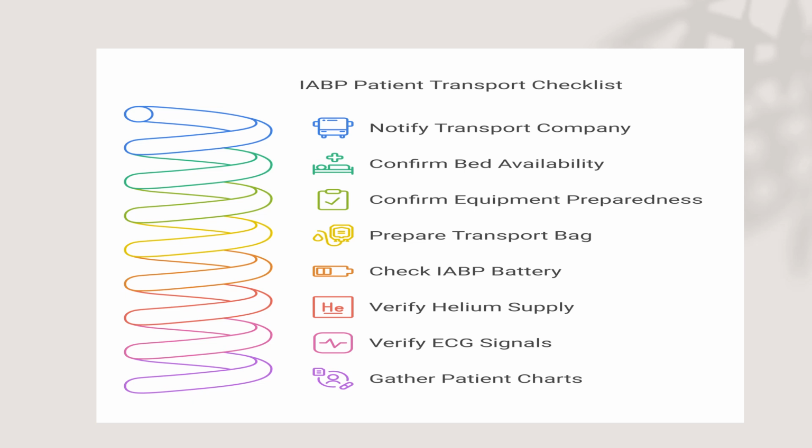Also, we should check the intra-aortic balloon pump battery, and make sure we have a full battery charge and another backup one. Verify the presence of a helium supply and another backup helium supply. Verify ECG signals, and we shouldn't depend on one signal only. We should use the balloon signals and remote signals for the ECG. Also, we should have everything well connected through the monitor. All charts and documents should be gathered for the patient, to be sure that everything will be delivered to the other facility.